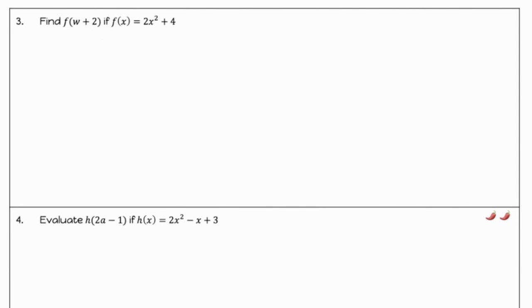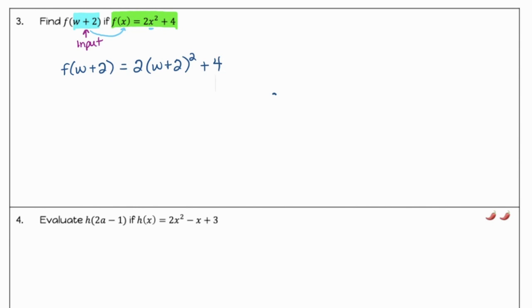For number 3, we are asked to find f of w plus 2. They gave me f of x is equal to 2x squared plus 4. So what are we doing? This w plus 2 is our new input. We no longer want this x, so I'm going to be replacing the original x, which in simple terms means look at all these x's and change them to the new input. I'm going to substitute my new input into the x.